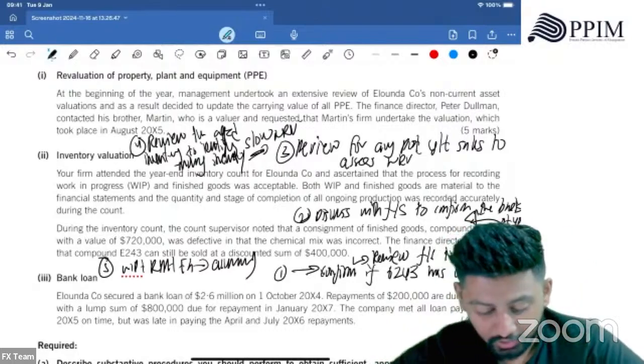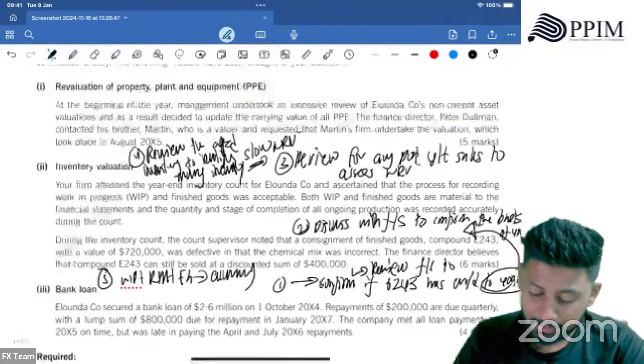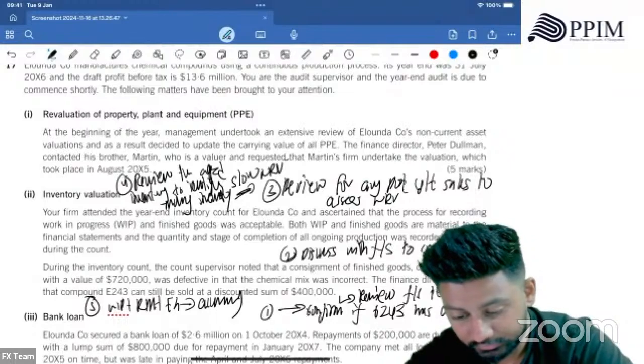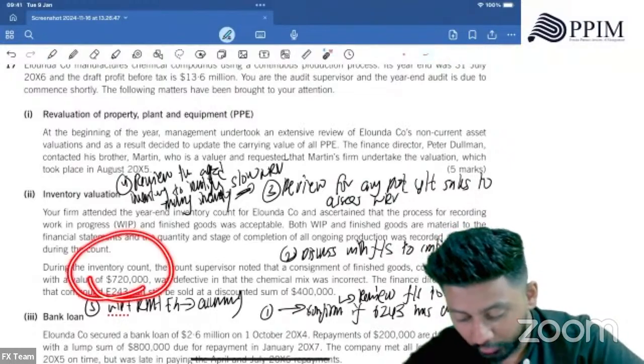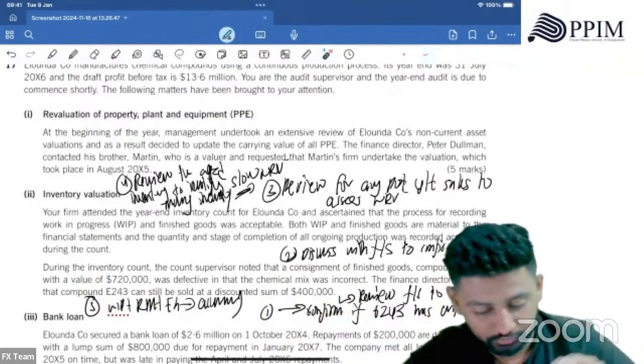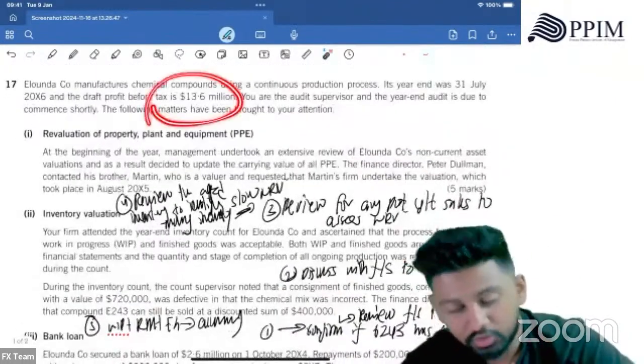Number six, okay, probably here in this case, 720,000, which was written down to 400,000. So there's a difference of 320,000. So this 320,000 probably looks material.